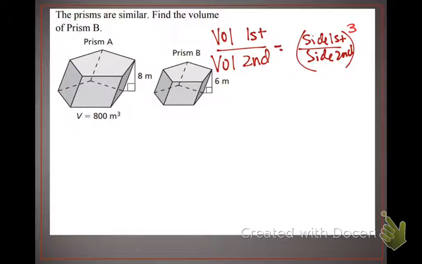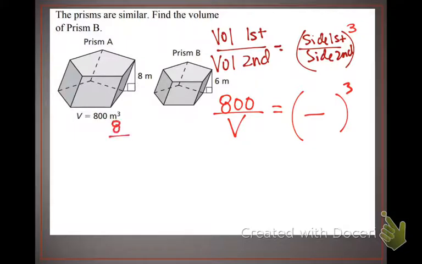So, what is the volume of the first? 800. Do you know the volume of the second? I'm going to put V. All right, what is the side from the first? 8. And what's the side from the second? 6. Can we reduce this? Yes. It reduces to 4/3.